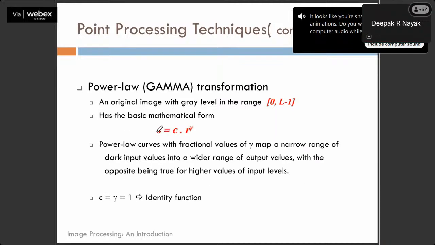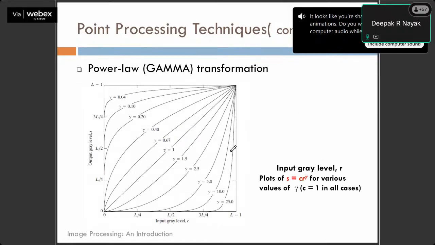Similarly, power law transformation can be expressed as S is equal to C into R to the power gamma. R is the input pixel value, S is the output pixel value, C is a constant, and gamma plays a very important role here. If the gamma value is 1 and C is 1, it is going to be an identity function. You can see how the function looks over here: this is how the identity function looks when C is equal to 1 and gamma is equal to 1.